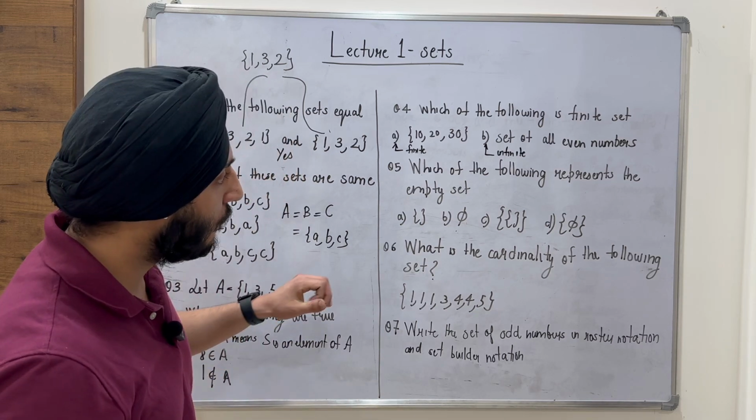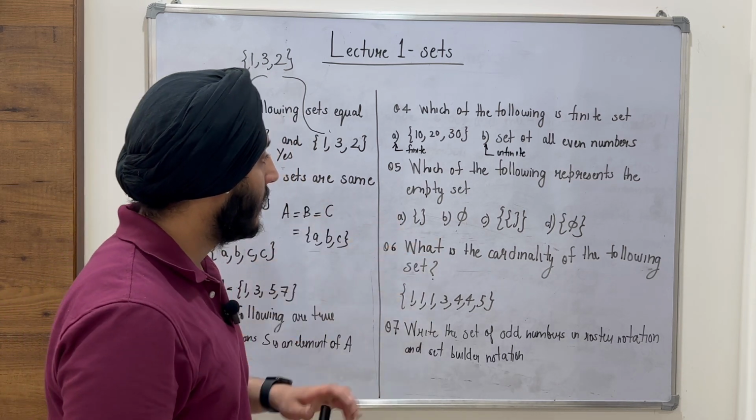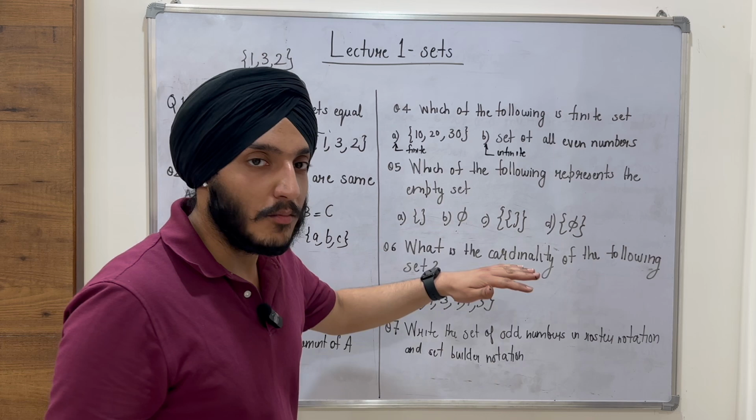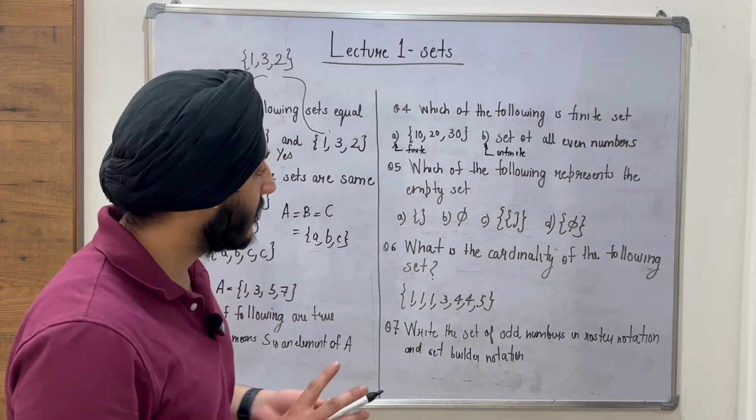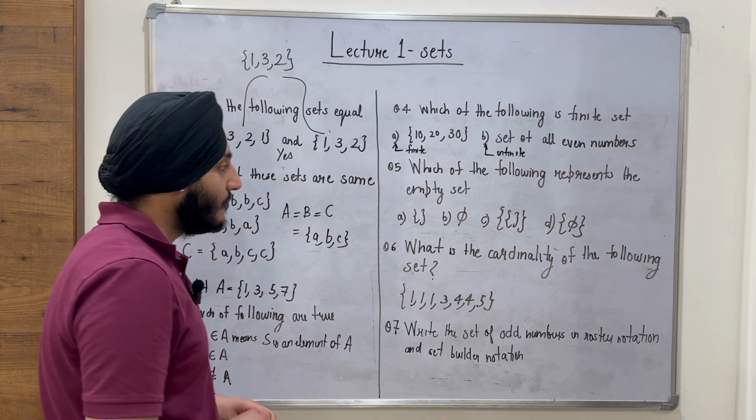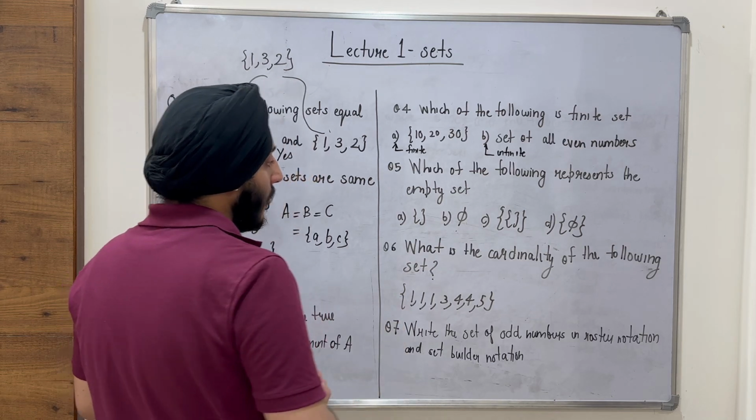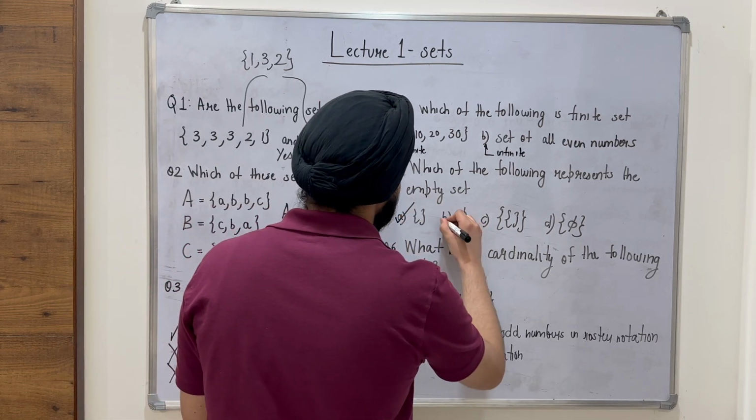Moving on, which of the following represents the empty set? Now, you're given 4 different options. So I hope you guys were right about this question. The correct answer to this question would be A and B.